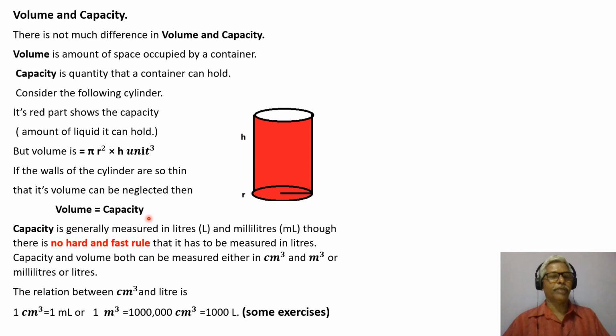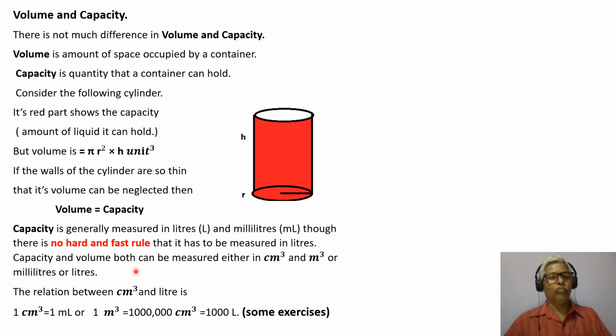Got it? Very simple. Now the units. Capacity is generally measured in liters, denoted by capital L, and milliliters, ml, though there is no hard and fast rule that it has to be measured in liters.